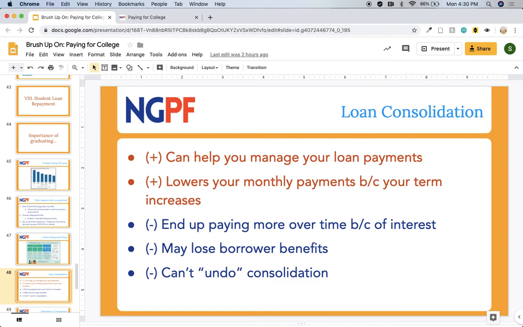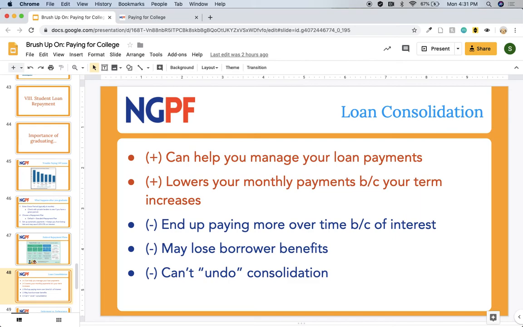Let's talk a little bit about loan consolidation. So the advantages of loan consolidation is that it can help you manage your loan payments. If you have loans from different providers, this can really help you manage them, because then you're just responsible for paying one entity your monthly payment. And so this can be really helpful for students who struggle to pay multiple lenders, and especially if they don't have things on auto pay, it can get really messy. So that's a big advantage. It can potentially also lower your monthly payment because your term increases.